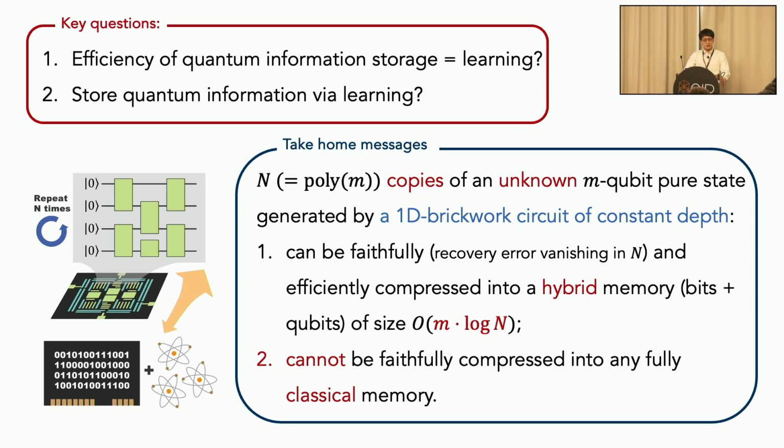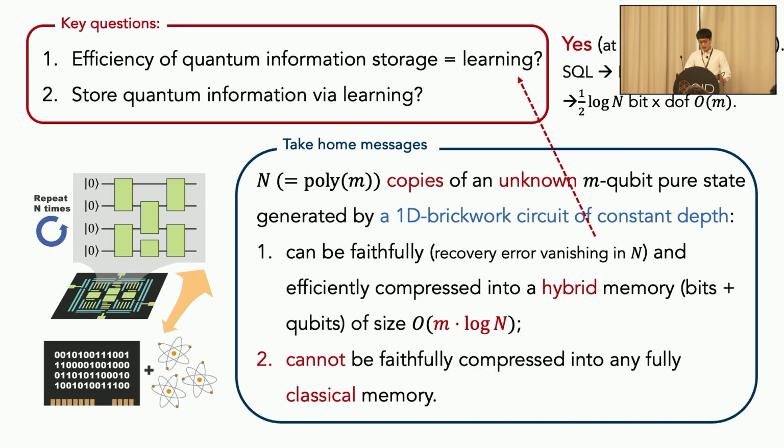And the compression protocol is what I call phaseful, which means that you can recover these n copies up to some small error that vanishes in n. The second thing we know is that any attempt to compress this state into a fully classical memory cannot be phaseful, cannot have vanishing recovery error. So with this, what would be your answer to these questions? For me, the answer to the first question is at least in some sense yes, at least in leading order, because the compression result gives the efficiency of information storage.